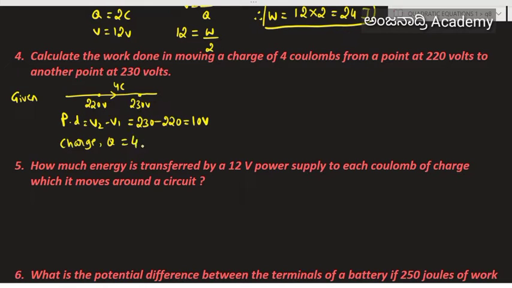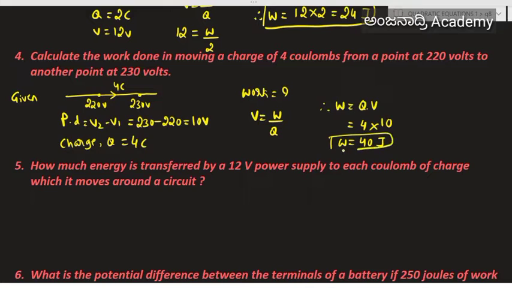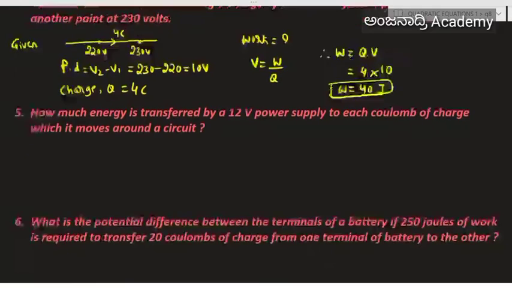Charge Q is equal to 4 coulomb, and we have to calculate the work done. Work is equal to question mark. We know that potential difference V is equal to W divided by Q, so W is equal to Q into V. Q is 4 and potential difference is 10. 4 into 10 is 40 joule. Work done is 40 joule, the answer for the question. Let us go for the next question.